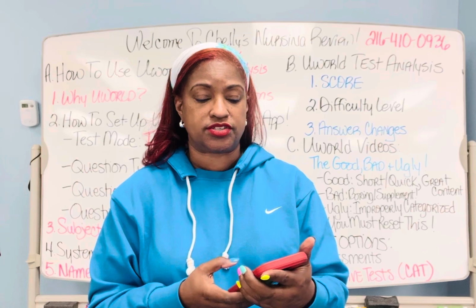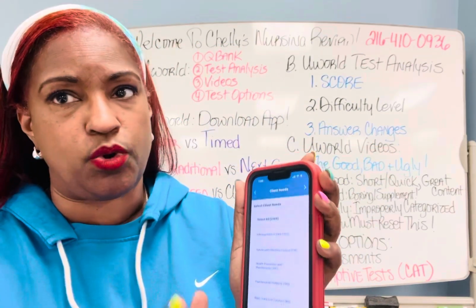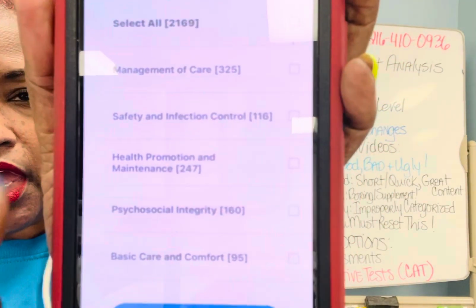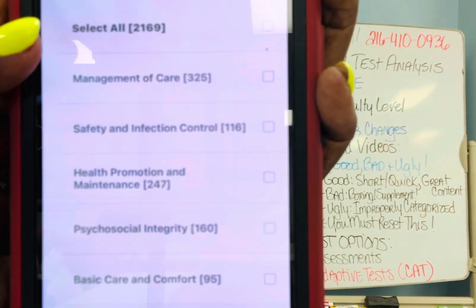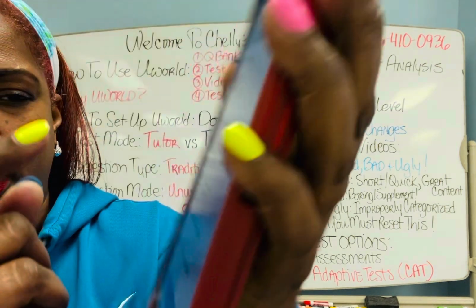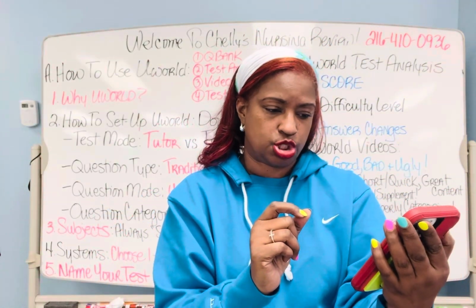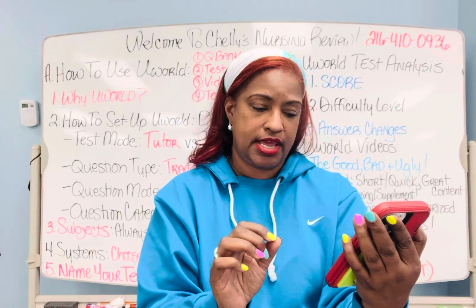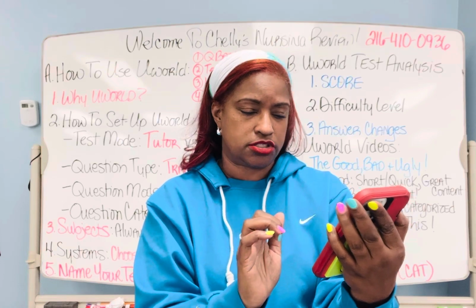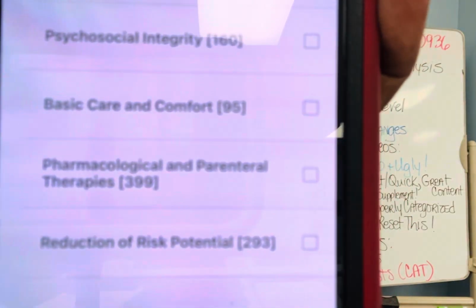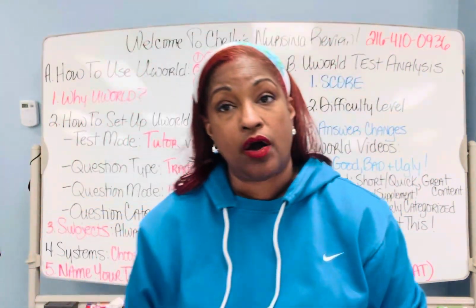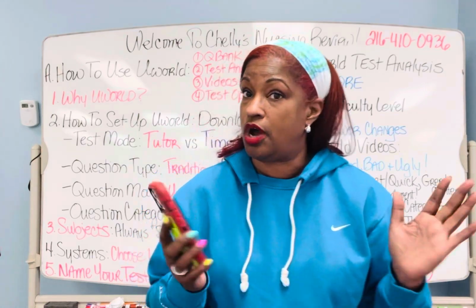So let's just go to the next slide. The next slide is the most important thing if you ever failed before. Here we go. These are actually categories on your candidate report: management of care, safety and infection control, health promotion and maintenance, psychosocial integrity, basic care and comfort, pharmacologic, there's another really good one, and of course at the bottom, the reduction of risk. Now, I'm going to tell you, you guys don't be knowing what these words mean.